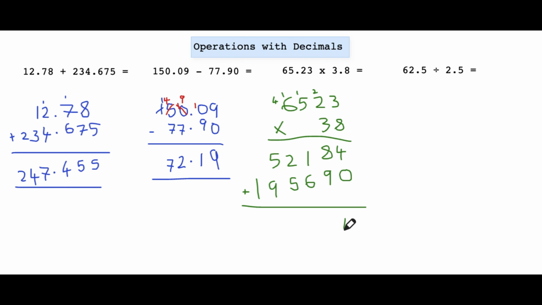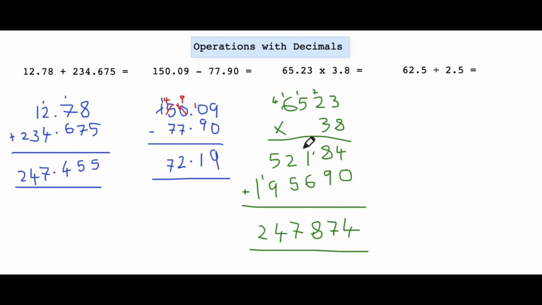4 plus 0 is 4. 8 plus 9 is 17. Carry 1. 1 plus 1, 2. Plus 6, 8. 2 plus 5, 7. 9 plus 5, 14. 1 plus 1, 2. Alright, so now we're not done with our sum.